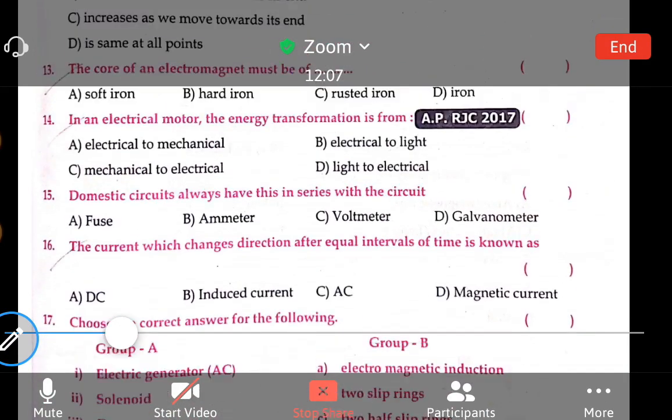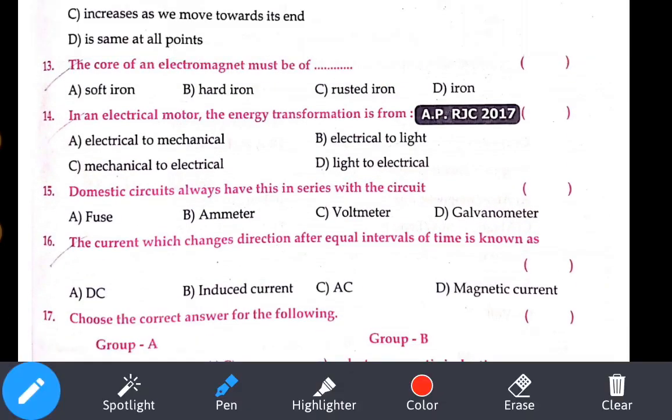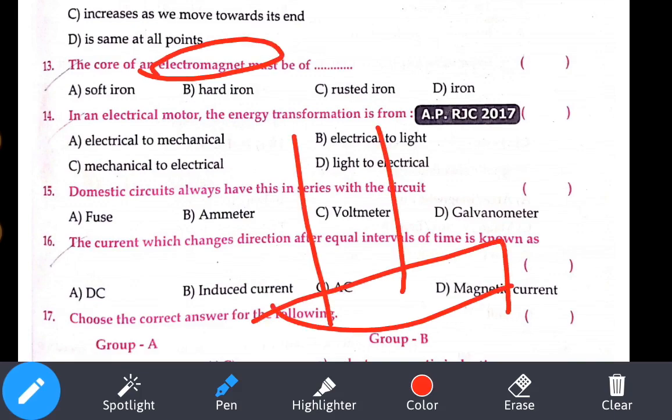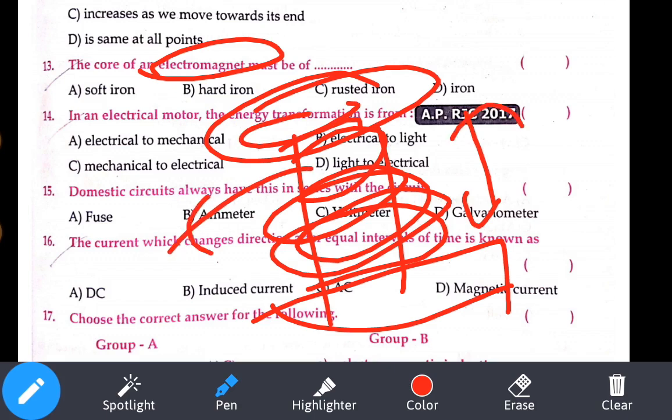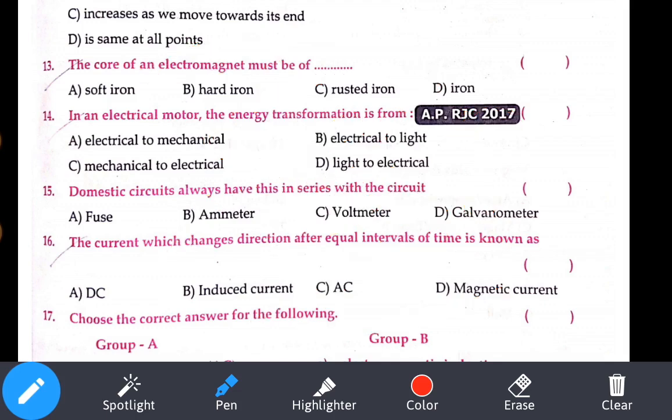Okay, there are still questions on that page. The core of the electromagnet is made of. When we discuss the chapter concept called electromagnetic induction, we take a cylinder, and around it a wire is wound, and a disc is placed on it and connected to a source. We can observe that the disc will be levitating, and there we discuss that the cylinder will be made of soft iron. So the core of an electromagnet should always be made with soft iron.